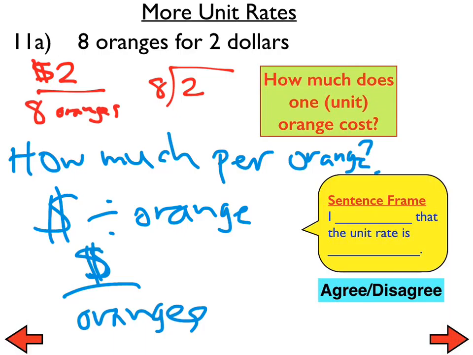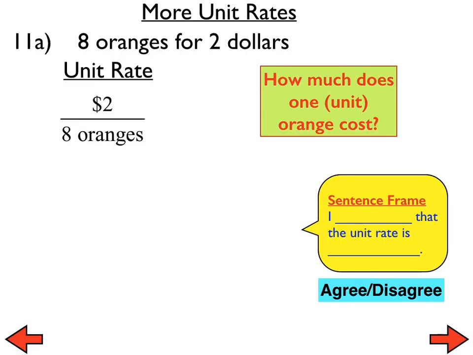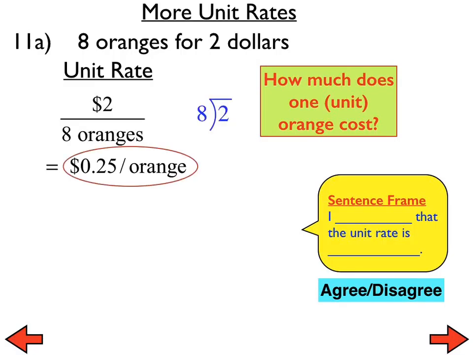How much does it cost for 1 orange? Divide, it will be a decimal. Good. 25 cents per orange. We are asking how much it costs for 1 orange, so your answer is going to be money per orange. Does that make sense?